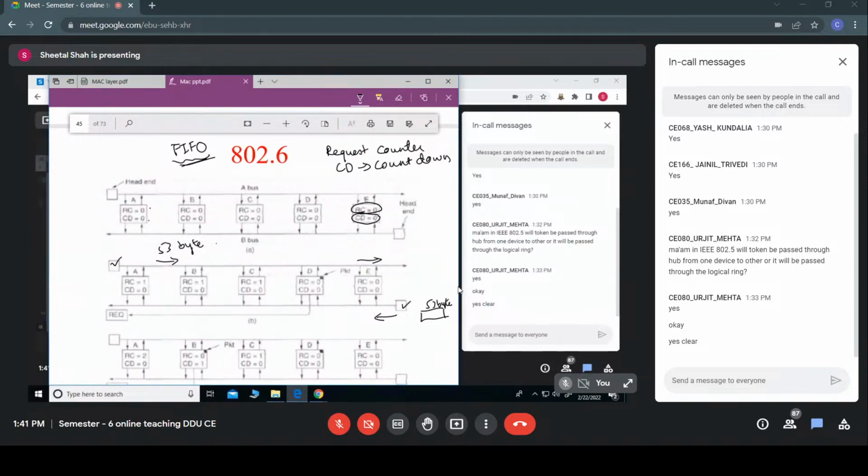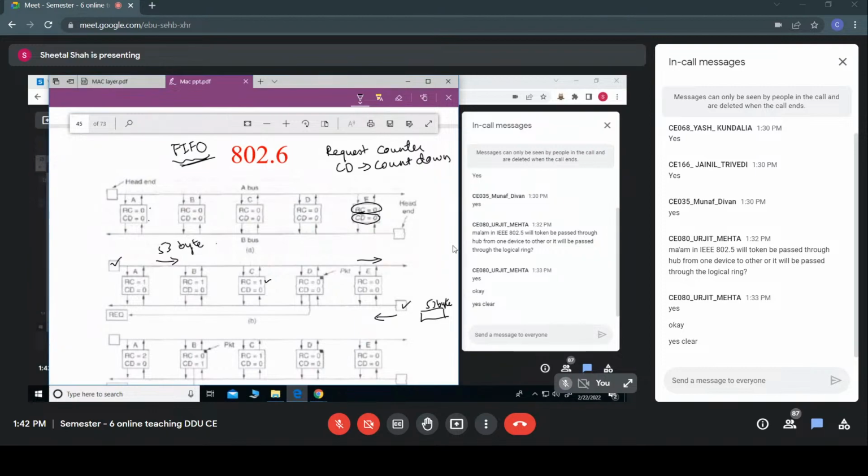So when that 53 byte cell is moving in this direction, all these stations would sense this request bit, and what they'll do is the request counter is incremented by 1. Are you getting my point?